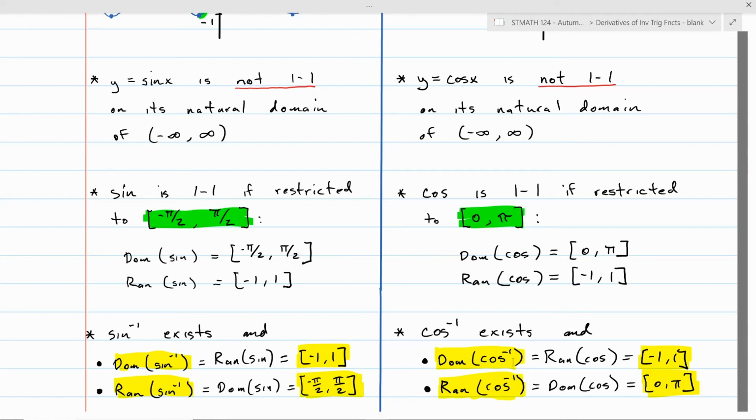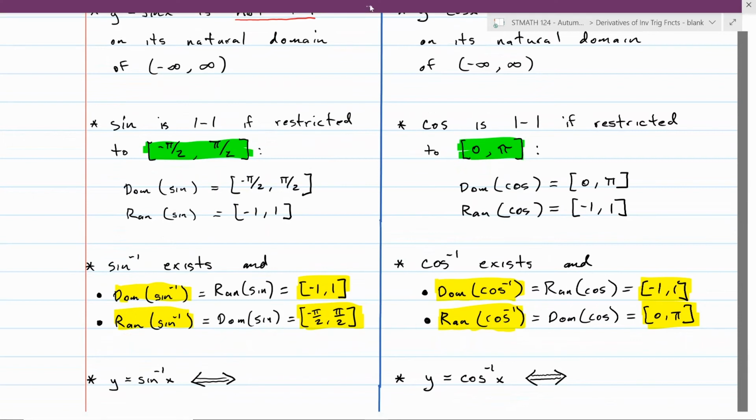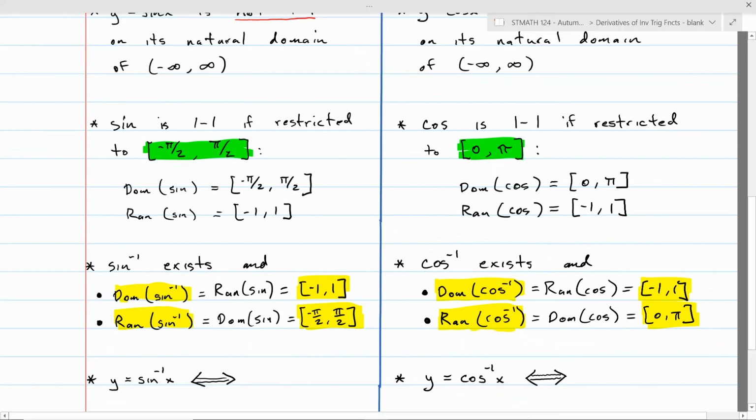What kind of numbers will we get as outputs? In other words, what's the range? And one little bit of information here that's vital is that anytime you write an equation of the form y equals sine inverse of x, we can convert that to an equivalent form, x equals sine of y. Because remember, all that the inverse function does is just interchange the role of x and y, right?